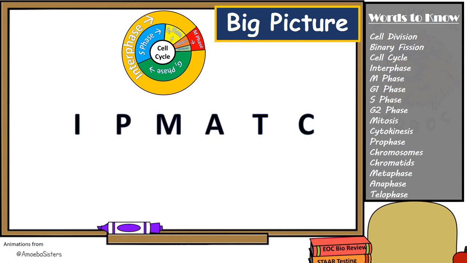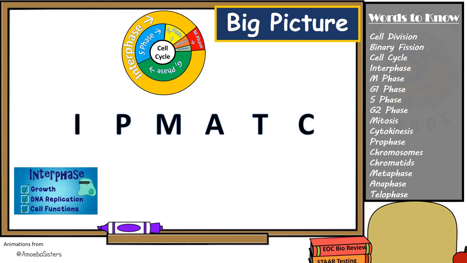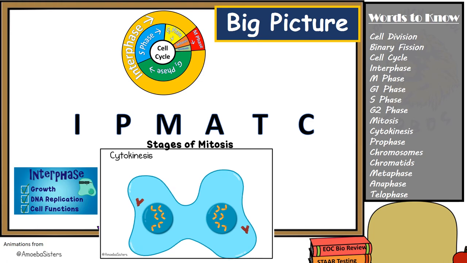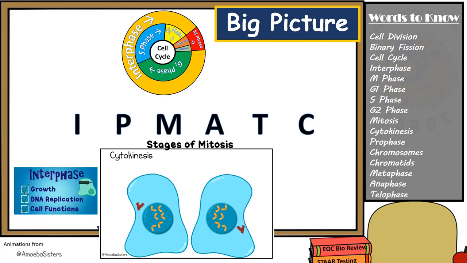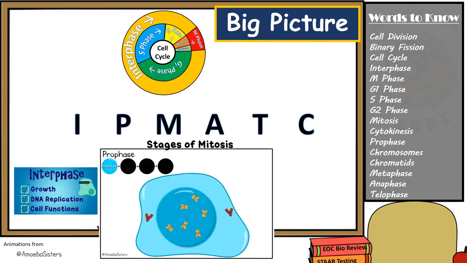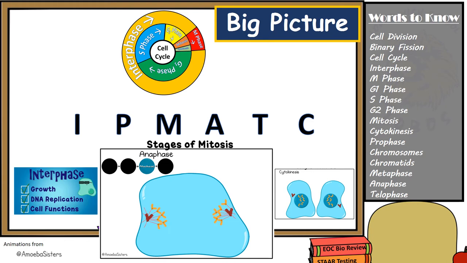I for interphase, which is where the cell spends most of its lifetime in. PMAT, which corresponds to mitosis, starting with prophase, metaphase, anaphase, and telophase. Then lastly, you have C for cytokinesis, when the cells finally divide. As we mentioned at the beginning of the lecture, the new cells produced during cell division enable the organism to grow in size by adding cells.